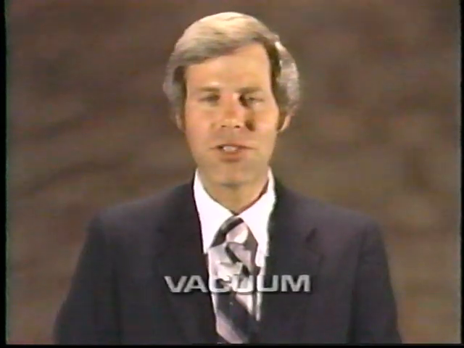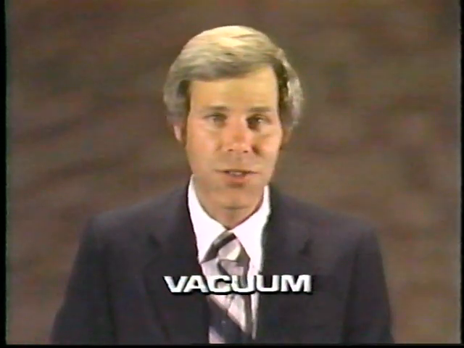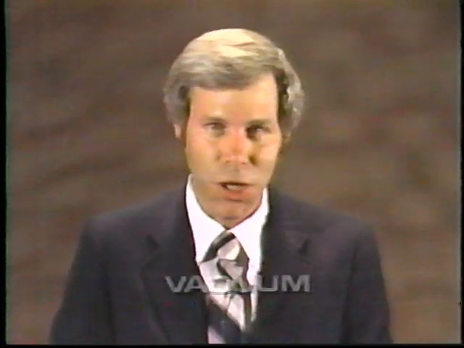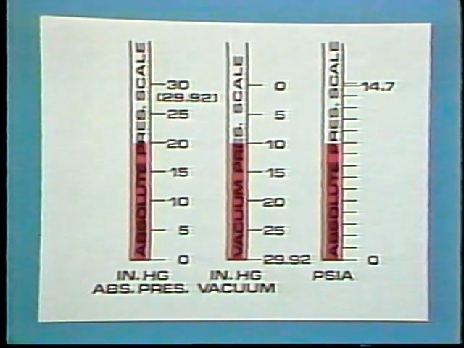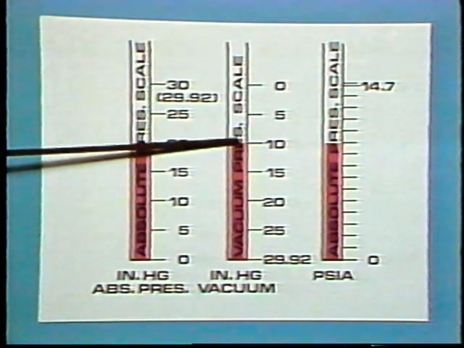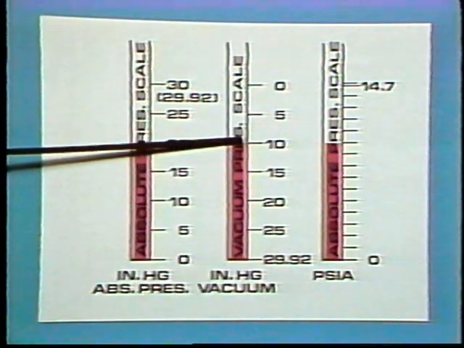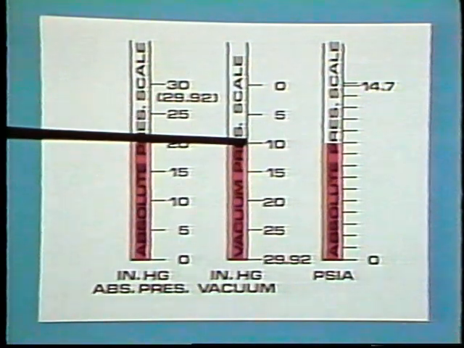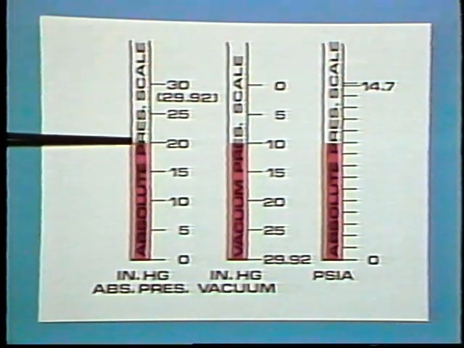The term vacuum is given to any gauge pressure less than standard atmospheric, and vacuum is usually measured in inches of mercury. This can be stated in either of the two ways you see here: inches of mercury absolute pressure or inches of mercury vacuum. 10 inches of mercury vacuum means that we have 10 inches of mercury less than atmospheric pressure. As we can see, the absolute pressure corresponding to 10 inches of vacuum is approximately 20 inches of mercury absolute.